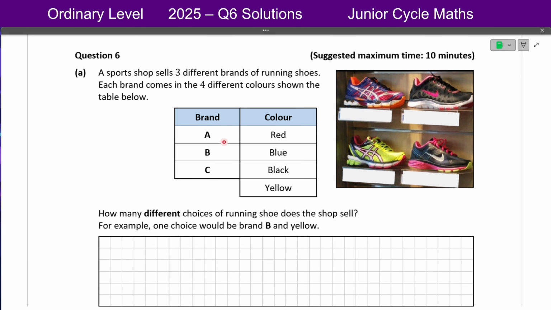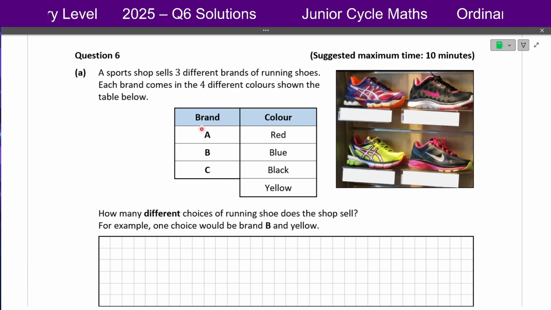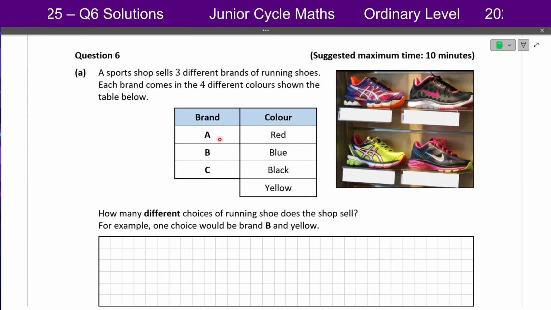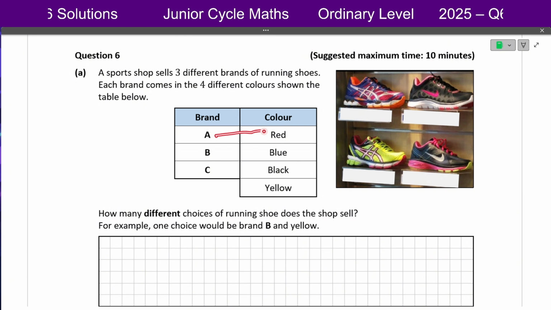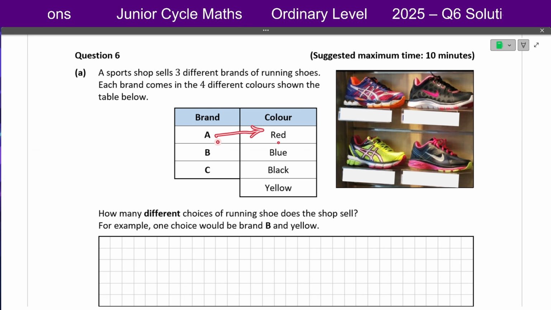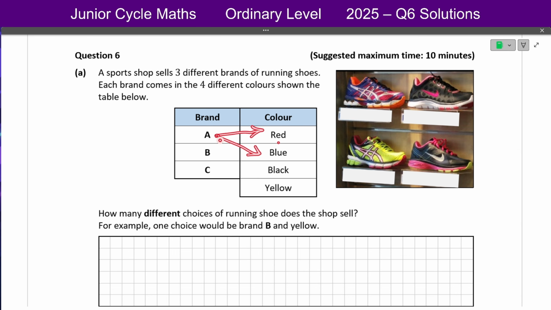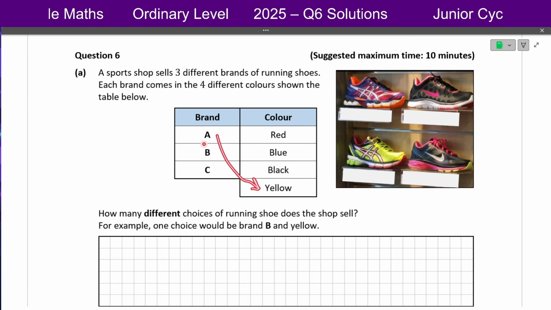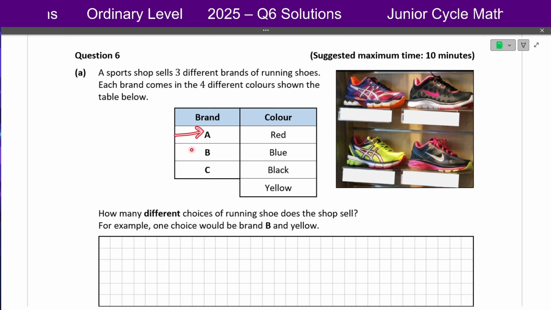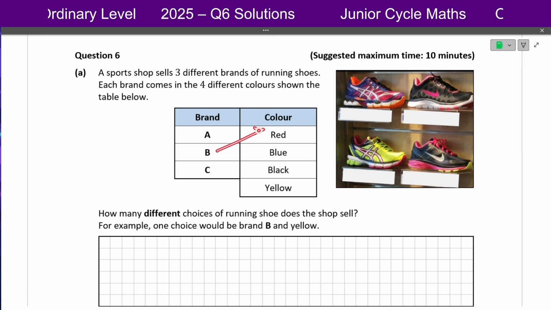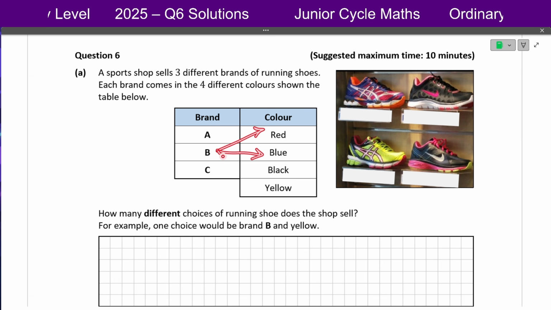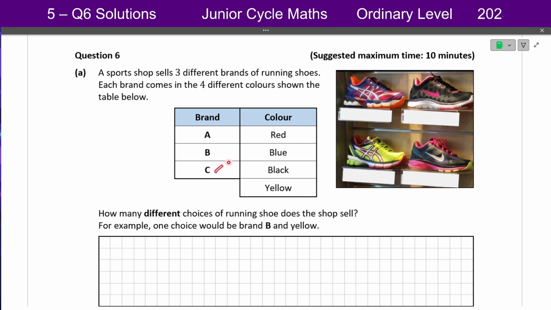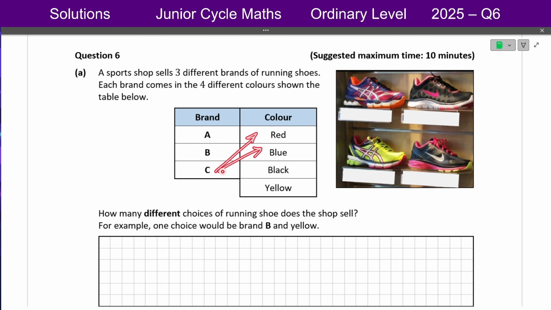As you know, if we take the brand A, we have 4 choices for the first brand. So we have A with red, the other one with blue, the third one with black, and the fourth one with yellow. For the brand A we have 4 choices, and for the second brand we have another 4 choices. Again, for the third brand we also have 4 choices.